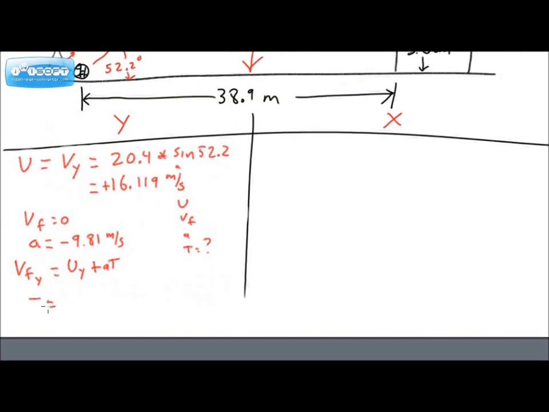Rearrange, T is going to be VF minus u all over A. VF is 0 minus u, which is 16.119 all over minus 9.81. Yay, negatives cancel. That equals 1.6431 seconds, memory location B.